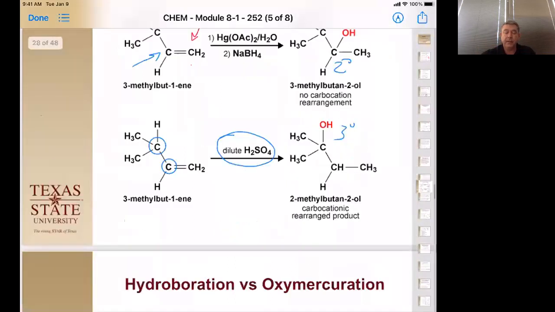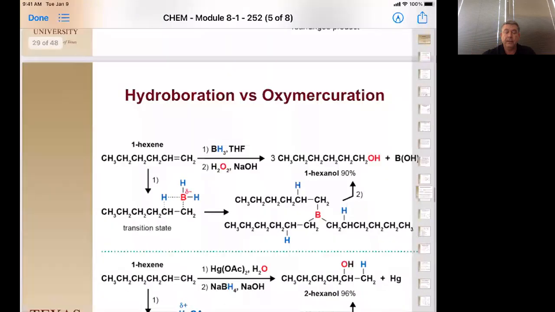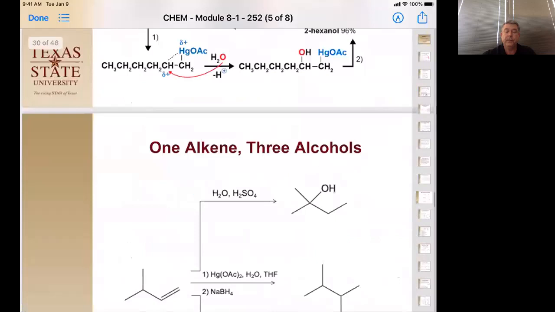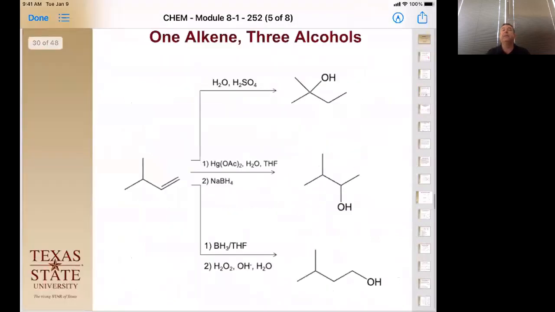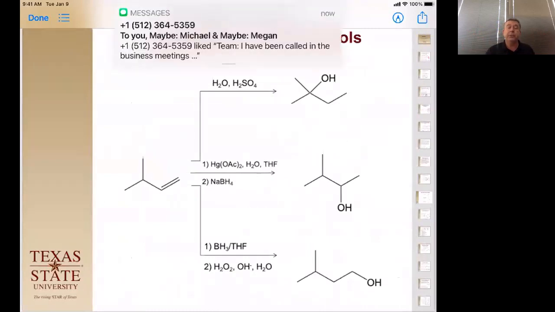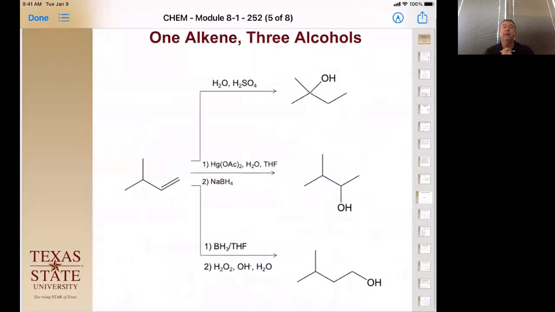Now let me drive that home with this slide here. I have this alkene and I have a whole bunch of it, but I want to make a few different alcohols for some research project I'm doing. And I know I want to make a primary alcohol, a secondary alcohol, and a tertiary alcohol. All I have to do is choose my reagents to figure out which is the best one to use.